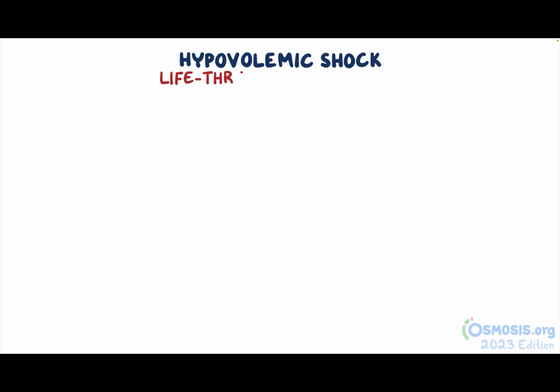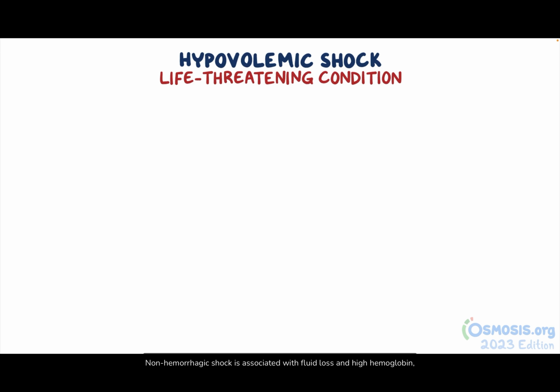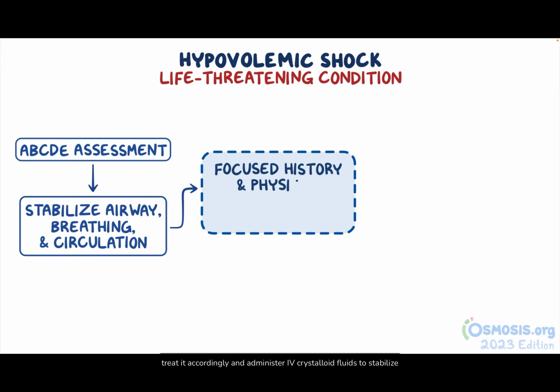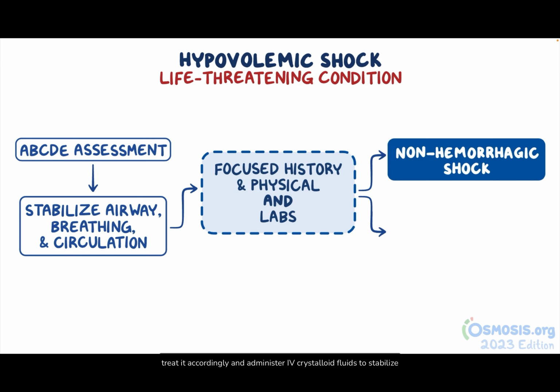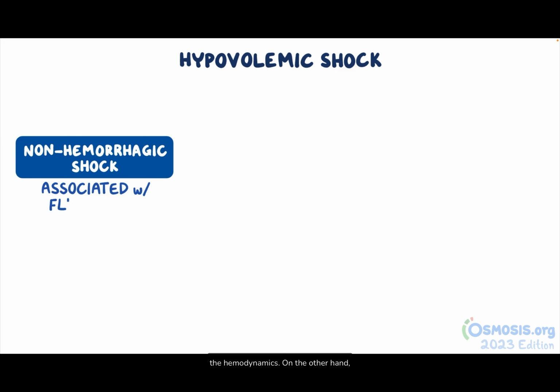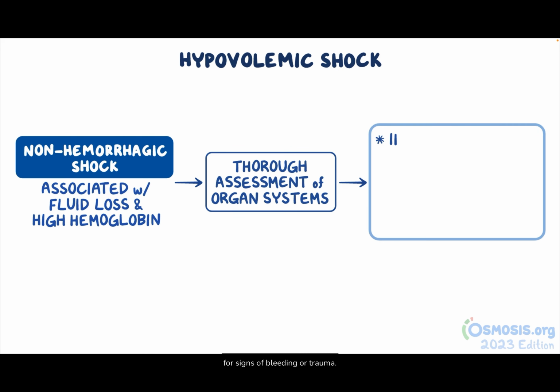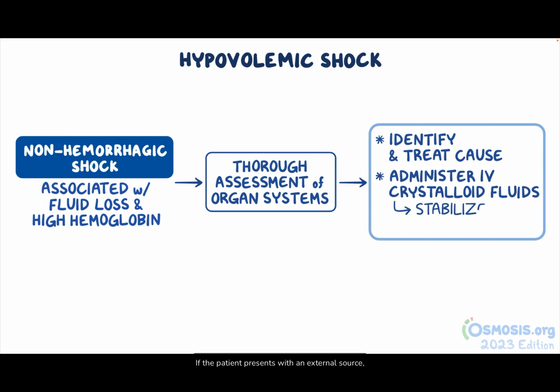Alright, as a quick recap, hypovolemic shock is a life-threatening condition that needs to be diagnosed quickly. First, you should perform an ABCDE assessment and stabilize the patient's airway, breathing, and circulation. Next, obtain a focused history and physical examination and labs to determine the type. Non-hemorrhagic shock is associated with fluid loss and high hemoglobin and requires a thorough assessment of organ systems for the underlying cause. Once you identify the cause, treat it accordingly and administer IV crystalloid fluids to stabilize the hemodynamics.